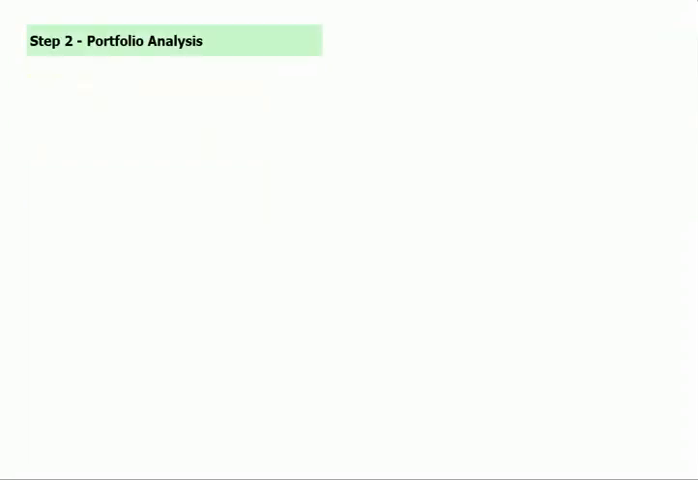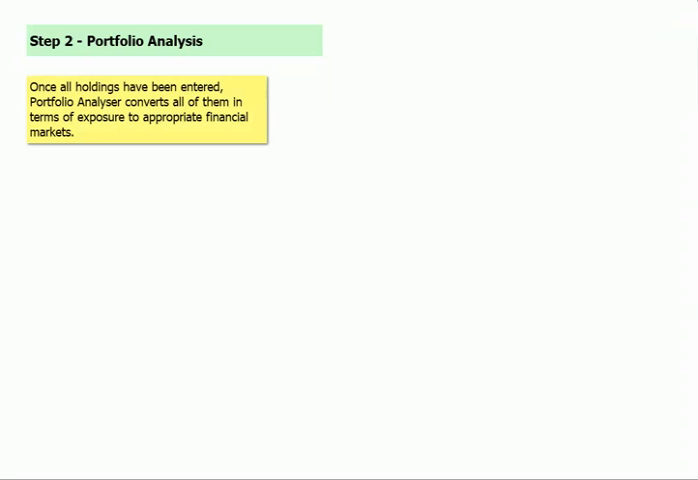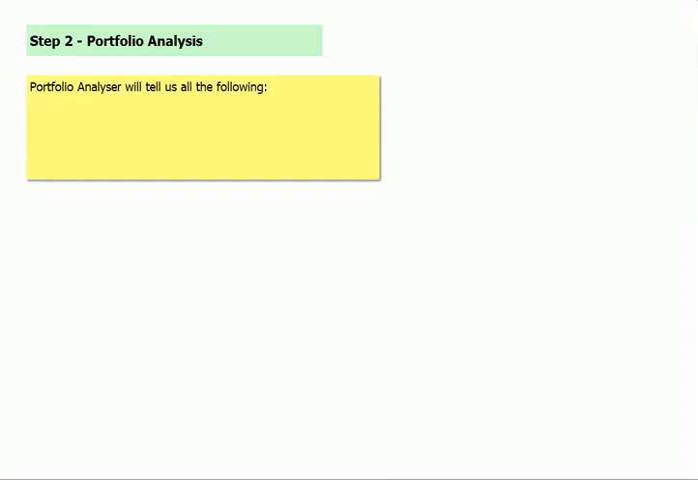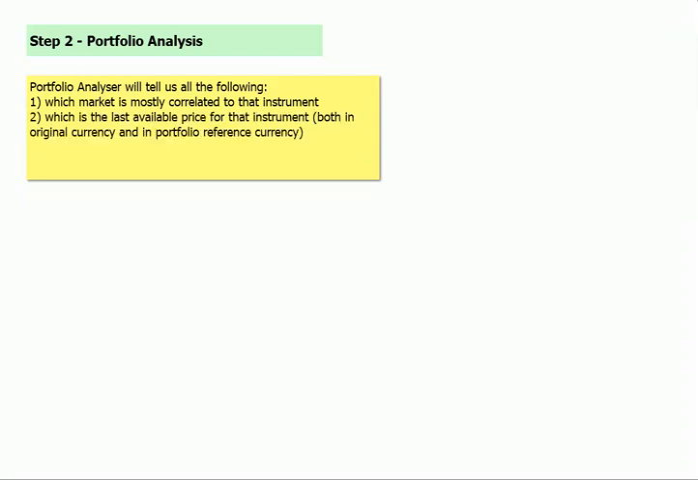Step 2. Portfolio Analysis. Once all holdings have been entered, Portfolio Analyzer converts all of them in terms of exposure to appropriate financial markets. Let's suppose we have entered the following portfolio holding: 100 shares of the Lyxor Eurostoxx 50 ETF. Portfolio Analyzer will tell us all the following: which market is most correlated to that instrument, which is the last available price for that instrument, both in original currency and in portfolio reference currency, and which is the beta of that instrument against the given correlated market.